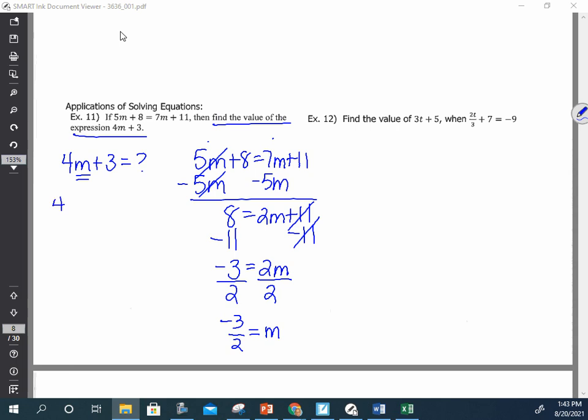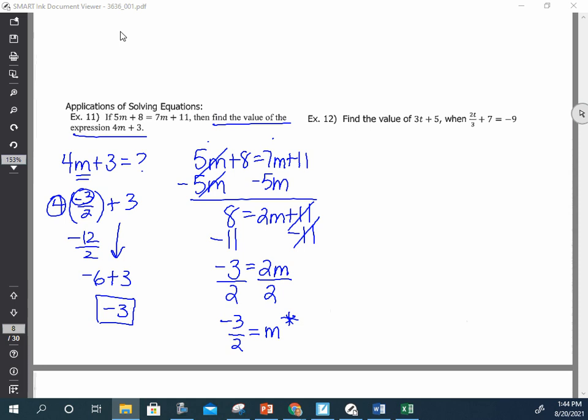We can go ahead and insert that into the expression. So 4 times negative 3 over 2. So we have 4 times negative 3, which is negative 12. Then divided by 2 gives us negative 6. And then negative 6 plus 3 is negative 3. So our final answer to this problem is negative 3. A lot of people will stop once they solve the equation, and that's not where you stop. You stop once you actually answered the question. So just keep that in mind.